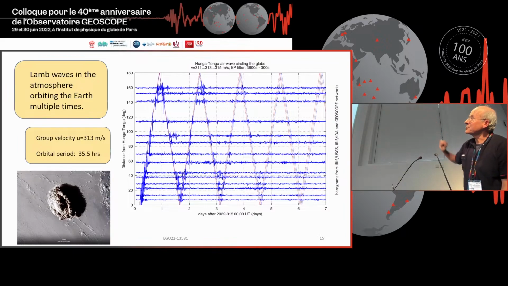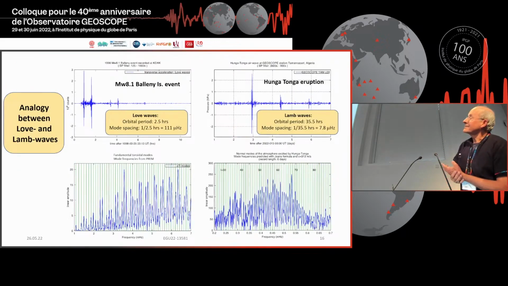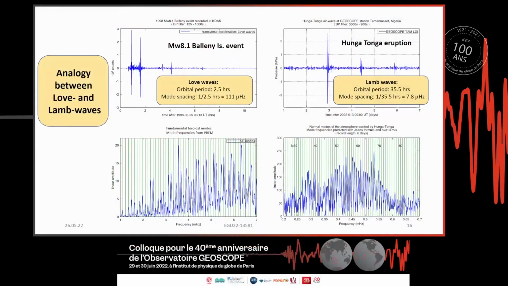You have a velocity of like 330 meters per second, and you can predict what you get when you Fourier transform these traces. And to convince you that these are the normal modes of the atmosphere that you see in the lower right, I did twice the same analysis, one with a Love wave seismogram from the Balleny earthquake. You see periodic Love waves which come back to your station every 2.5 hours, because they travel around the globe, taking these 2.5 hours, and the asymptotic mode spacing of fundamental toroidal modes is 1 over 2.5 hours or 111 microhertz, and this is a spacing that you see in the frequency plot below.